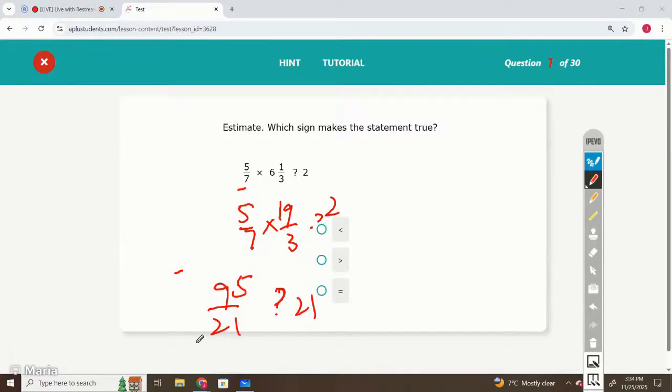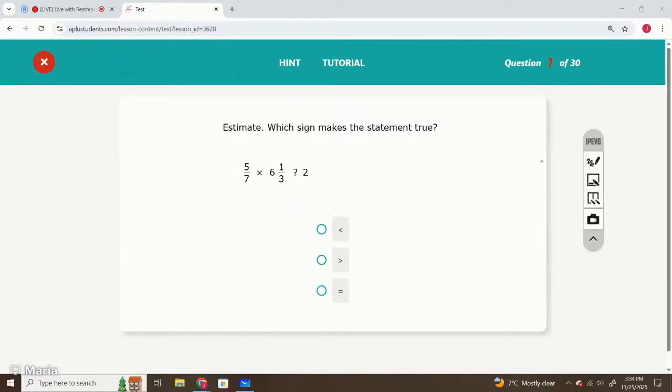21 times 4 is 88, right? So it would be rounded to 4. 4 is compared to 2, so 4 is greater than 2. The correct option is greater. Option 2 is the correct option.